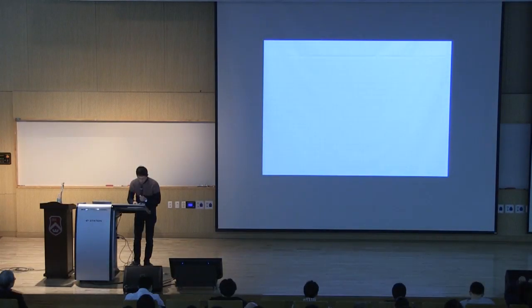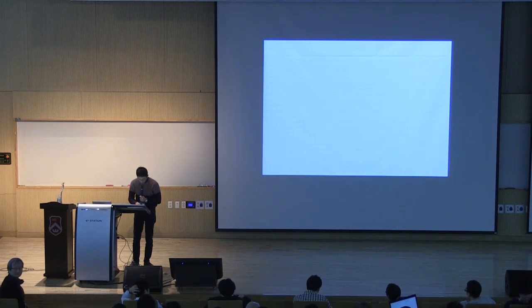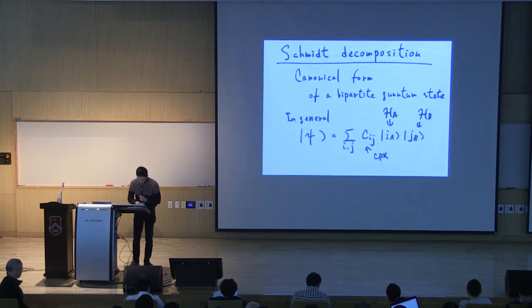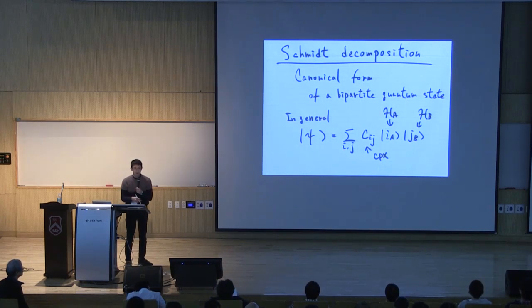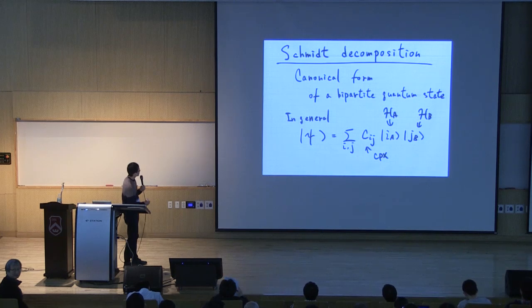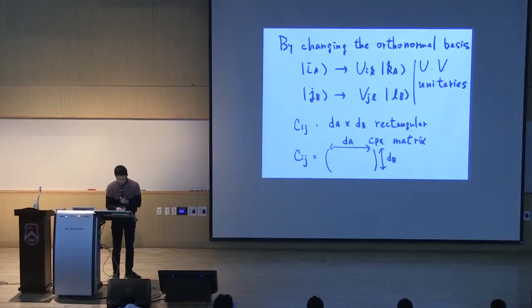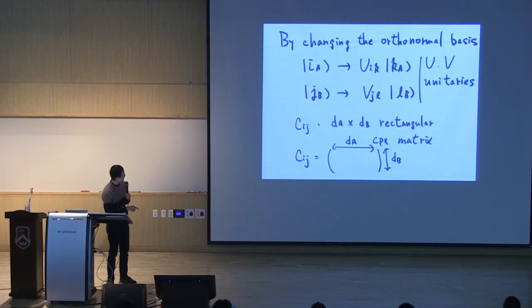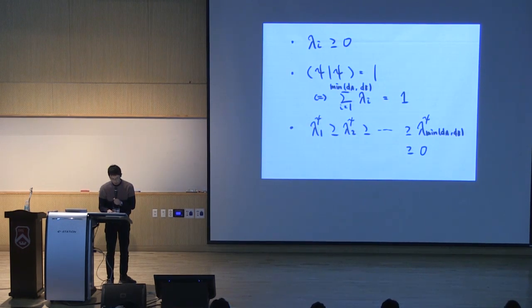Okay, so yesterday, I talked about some quantum mechanical examples and quantum states, and how to classify the quantum states. And we have seen that if the state is pure and bipartite, then you can always canonicalize the form of quantum states in the following way. It's called Schmidt decomposition. And what we have done is that by changing the orthonormal basis, you end up with a canonical form.